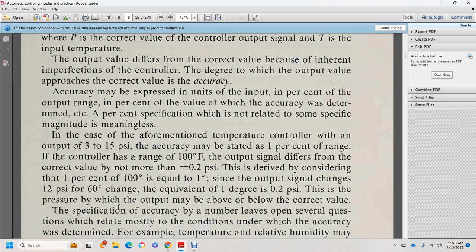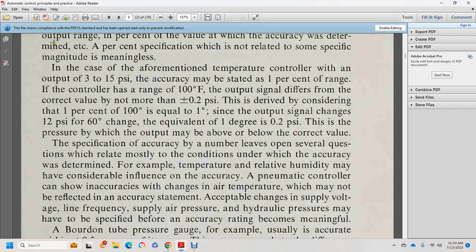In this case, with the aforementioned temperature control, with the output reading 15 psi, the accuracy may be specified as 1% of range. If the controller has a range of 100 degrees Fahrenheit, the output signal differs from the correct value by no more than plus or minus 0.2 psi. This is derived by considering 1% of the 100 degrees is equal to 1 degree. Since the output signal changes 12 psi for 60 degrees Fahrenheit, 1 degree is equivalent to 0.2 psi, so the output pressure may be above or below the correct value.